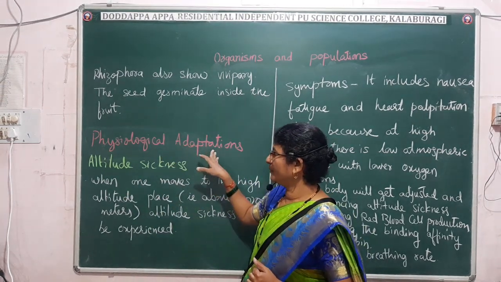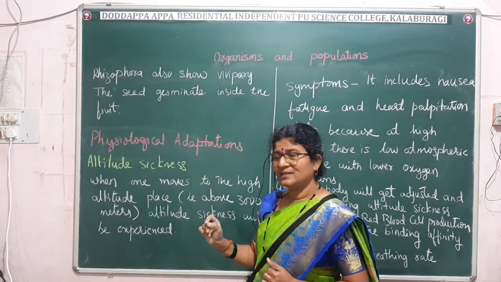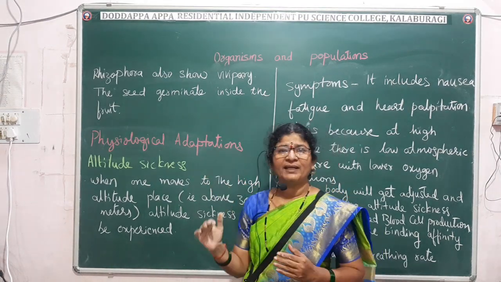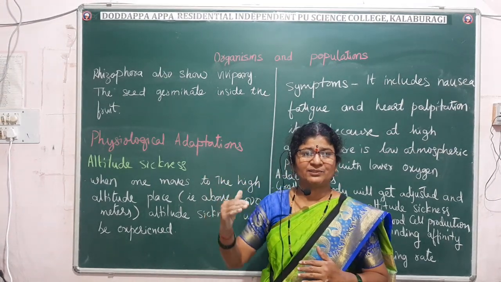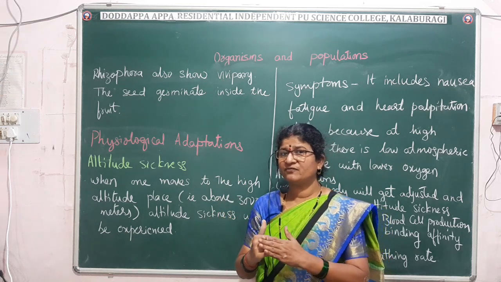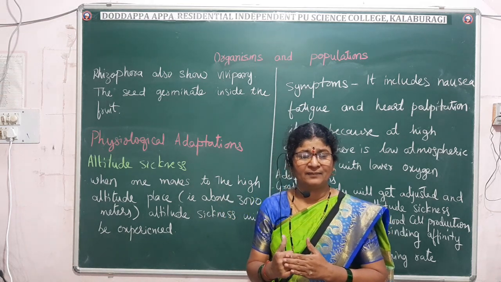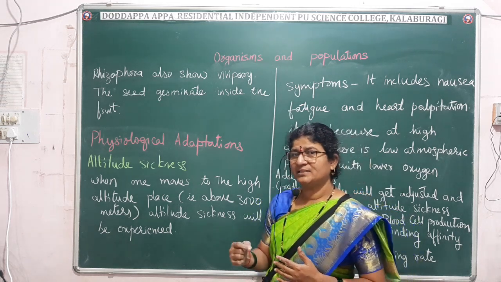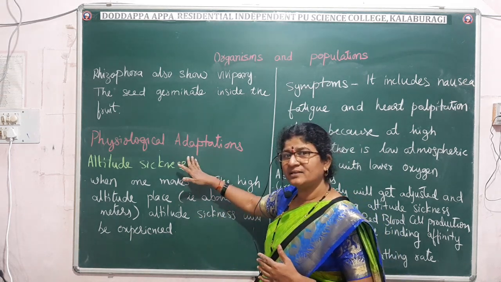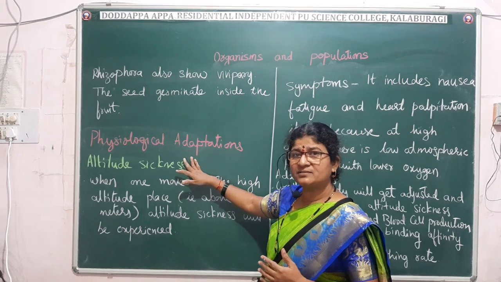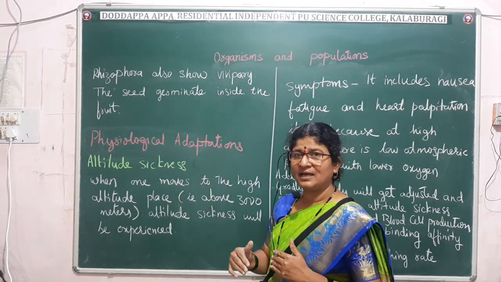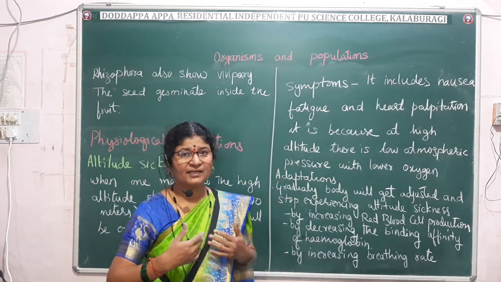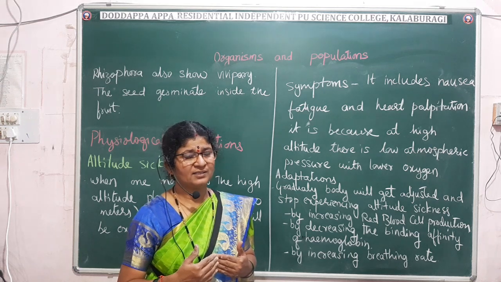In the physiological adaptations, the best example is altitude sickness. When one moves to a higher altitude, about 3,500 meters in the hilly area, the person experiences a sickness called altitude sickness. The symptoms include nausea. The person feels like vomiting. That is called nausea.